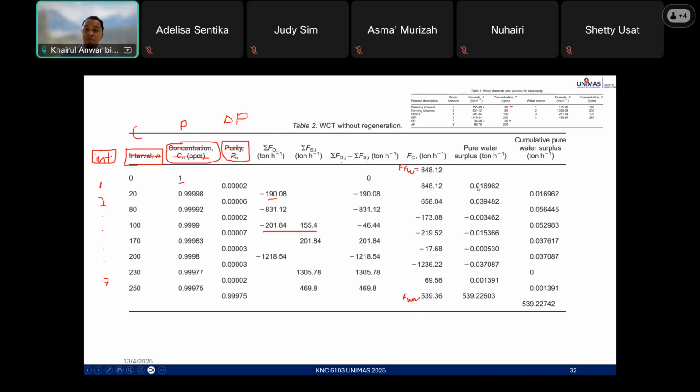It's the fresh water, which later causes the sum of the value to be surpassed to zero after each point for this process. So pure water surplus is the multiplication of FC and delta P. So if we take 8 times 0.00002, we will get 0.01616, and do the rest.